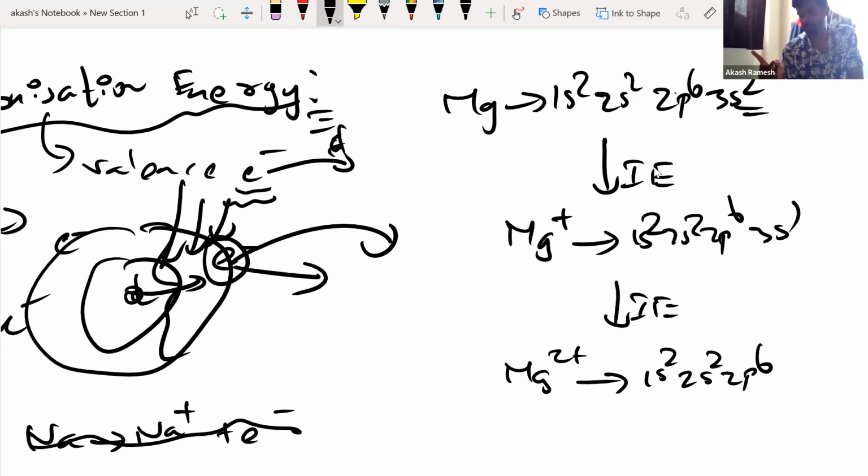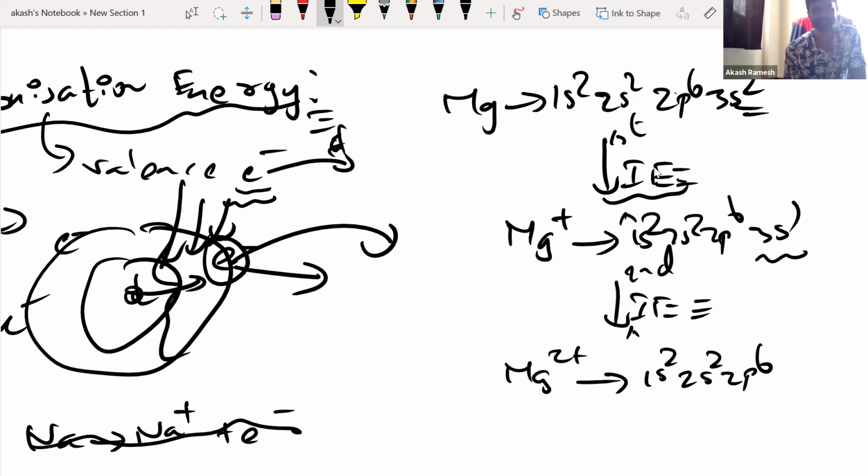Now please understand, people, this energy and this energy are not the same. Even the name will be different. If I remove the first valence electron, the ionization energy is called the first ionization energy. First ionization energy means the energy required to take out the first valence electron. When I remove the second valence electron, it is called the second ionization energy.